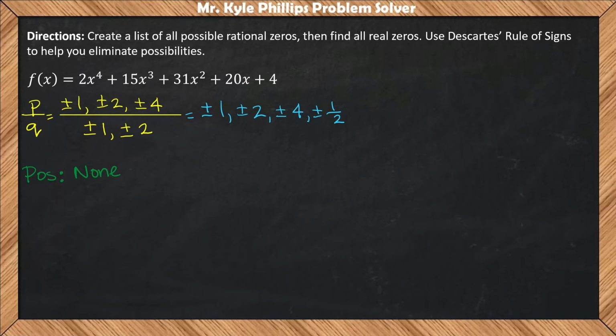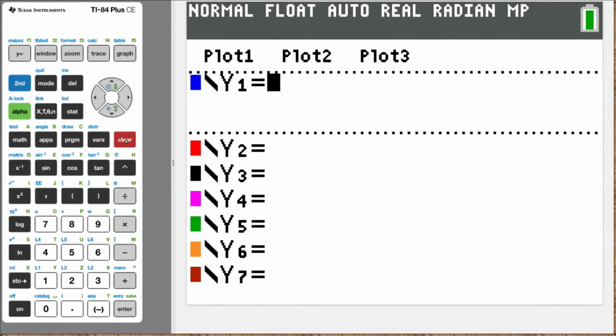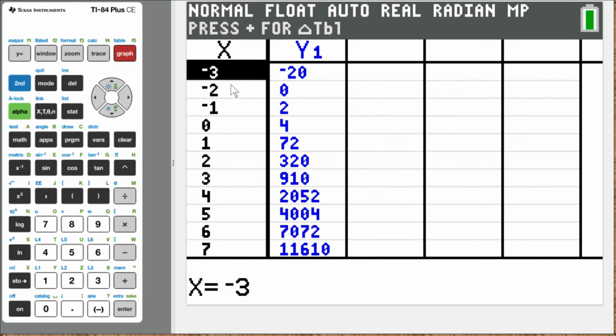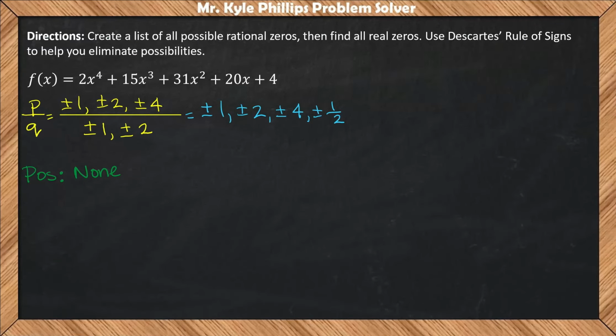Now, if you do not want to play the guessing game, if you don't want to try to go through and guess negative 1, negative 2, negative 4, or negative 1/2, you could always plug this into the calculator to give you one root. So I'll go ahead and type this in here. Okay, now that I have this typed in, I'll look at my table. And I see that I have a root here at negative 2.